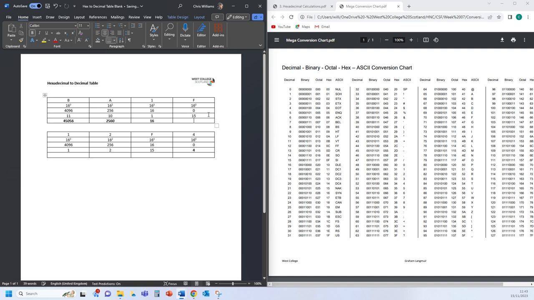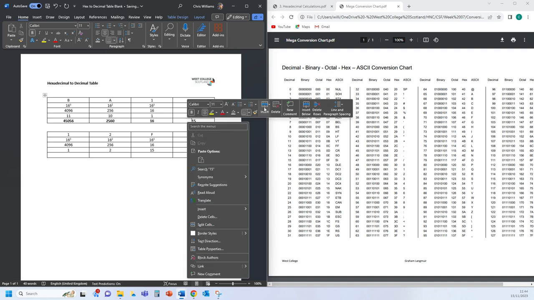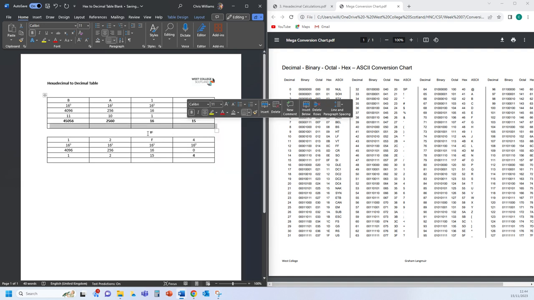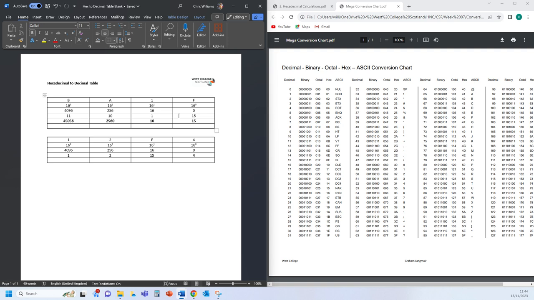15 times 0, I know that doesn't make sense, but it's 15. You know, 15 times 0 to me is 0, but obviously F is 15, so you've still got to put in the 15. You would then add all these numbers up, and what we'll do is insert a row below, so we can add all these numbers up, which comes to 47,647.